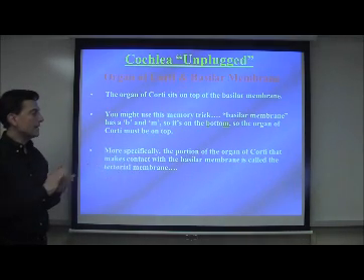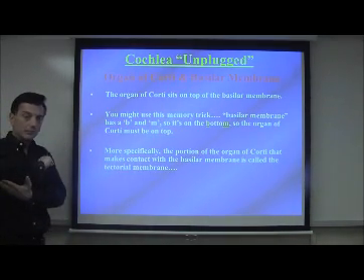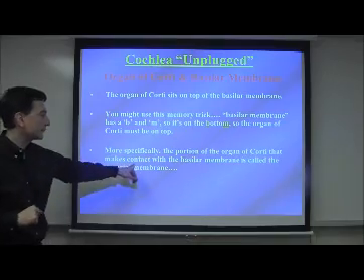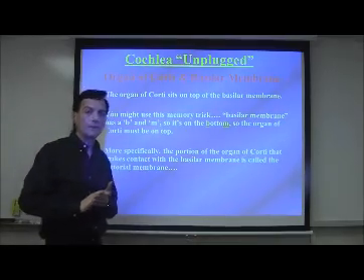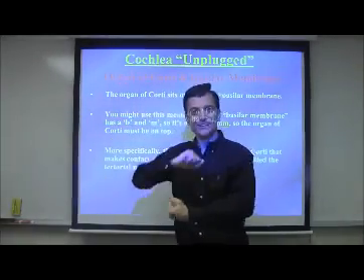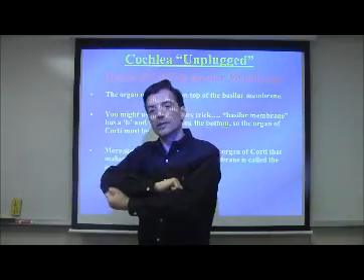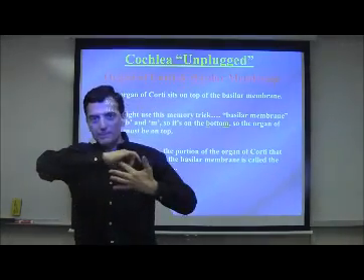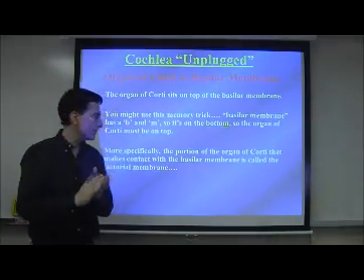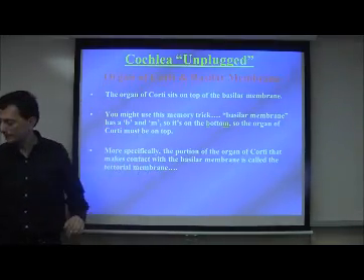More specifically, the portion of the organ of Corti, which is the one on top, that makes contact with the basilar membrane is called the tectorial membrane. So here's the basilar membrane. On top we have the organ of Corti, and on the bottom of the organ of Corti is a particular membrane called the tectorial membrane.